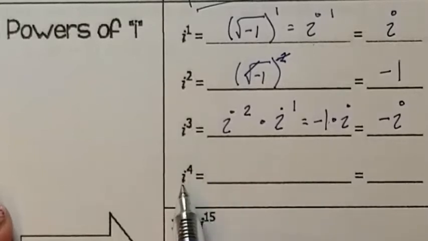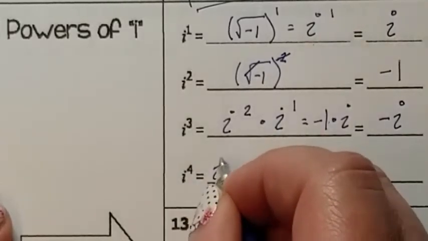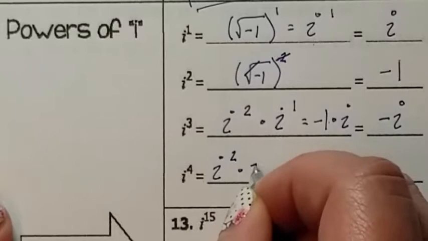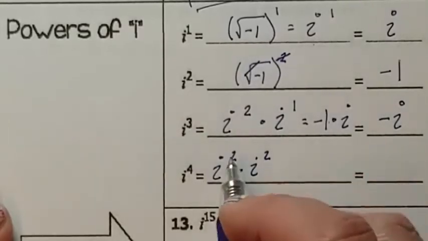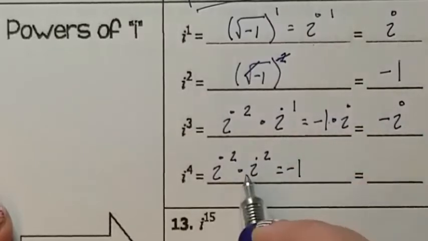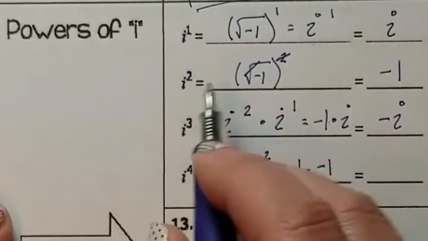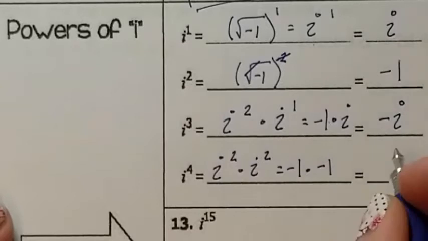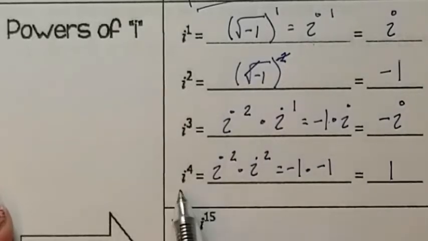Well, what about i to the fourth? I know i to the fourth is the same thing as i squared times i squared. Well, i squared is negative 1. This i squared is also negative 1. Negative 1 times negative 1 is a positive 1. So i to the fourth simplifies down to positive 1.